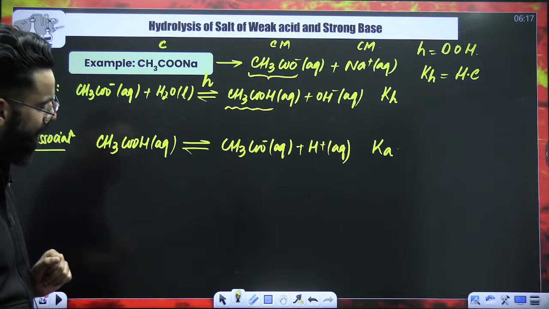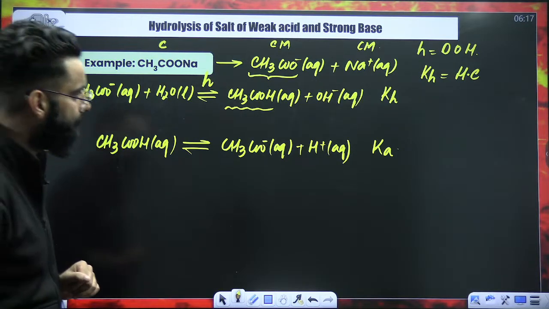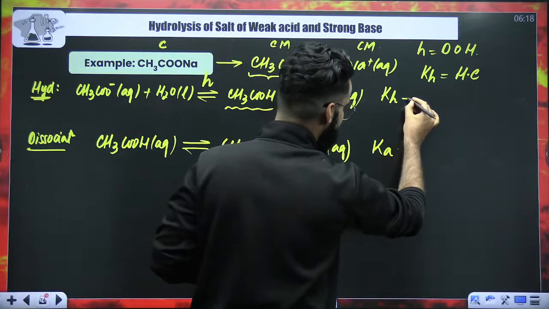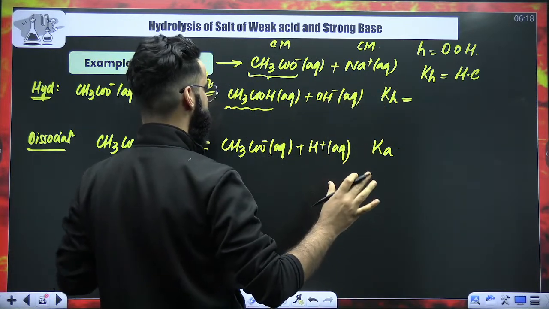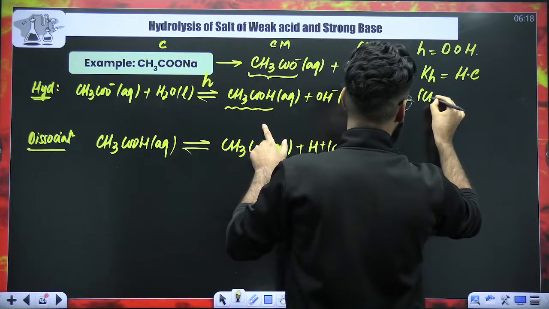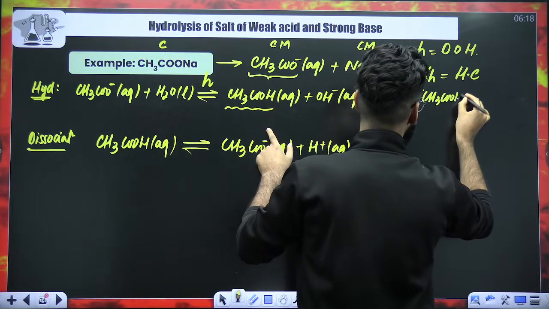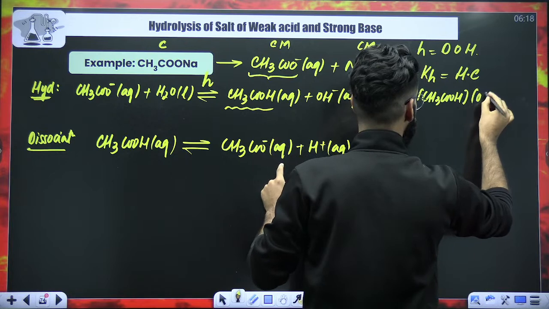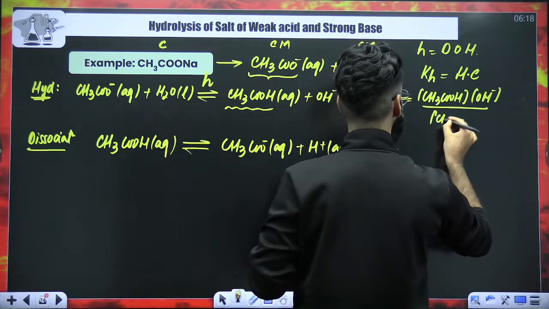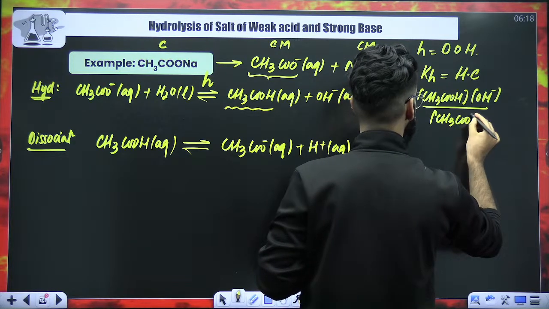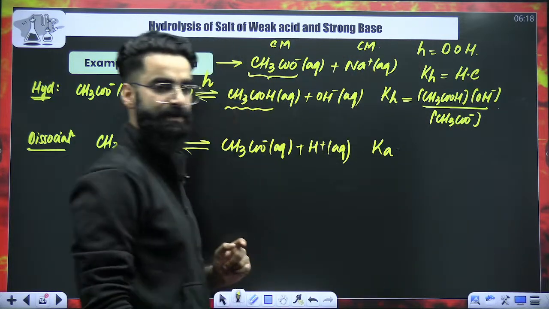Now, dear students, try to understand a few important things which I'm going to tell you. If I ask you to write the KH expression, you're going to write it in the similar way as you write an equilibrium constant. The KH expression is going to be the concentration of CH3COOH raised to power 1, concentration of OH negative raised to power 1, divided by the concentration of CH3COO negative. This is how you write the KH expression.